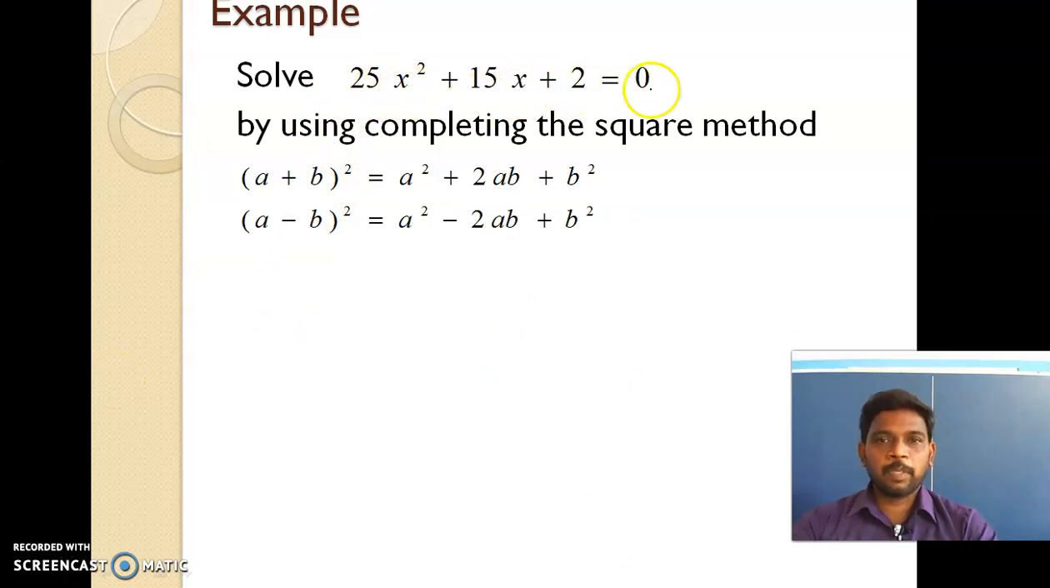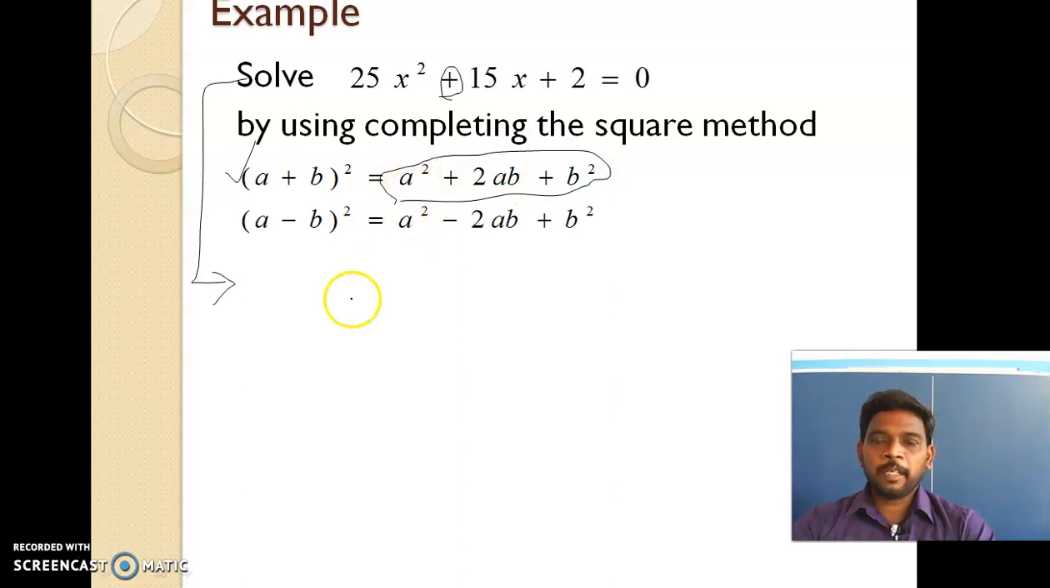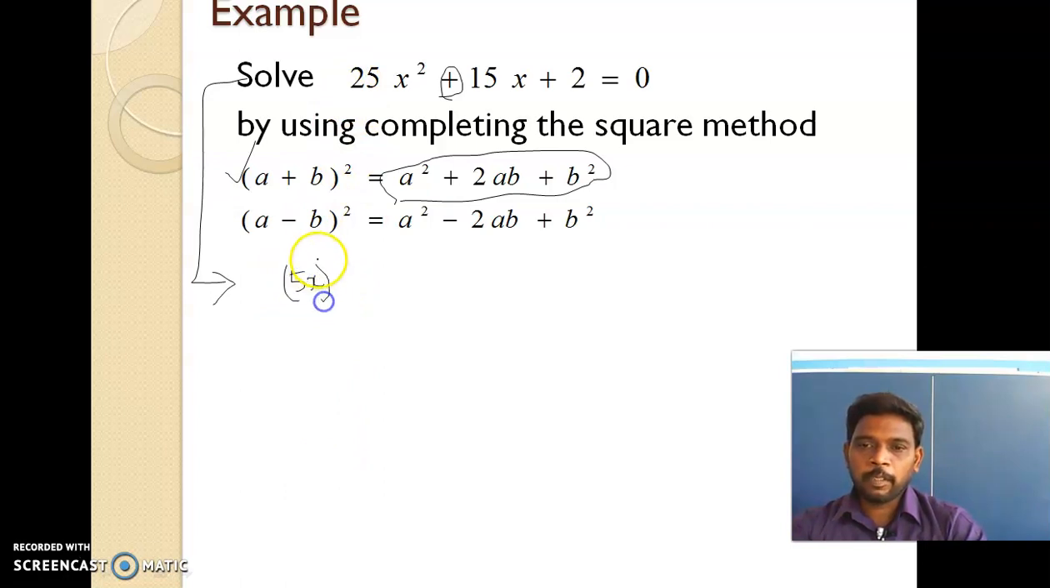25x square plus 15x plus 2 equal to 0, right? So here also the sign of the coefficient of x is nothing but positive. Therefore, we are going to use the first formula only. So we are going to write the given quadratic equation in the form of the three expressions on the right hand side. Okay. So first we need to write a square. Therefore, this term can be written as 5x whole square. So when we compare this with the formula, a is 5x. So a equal to 5x. So we found a. Next we need to find out b value.